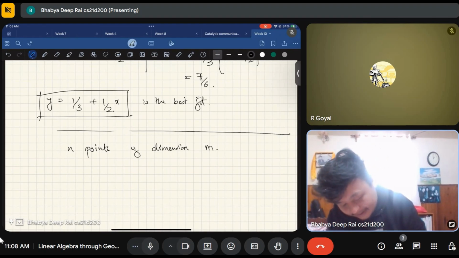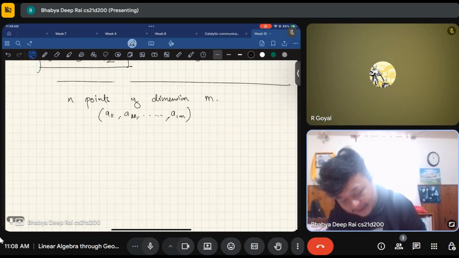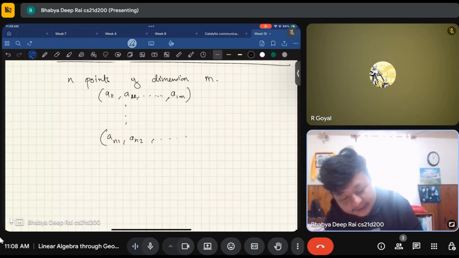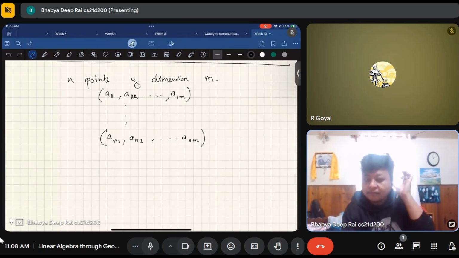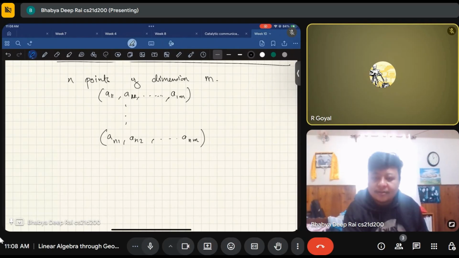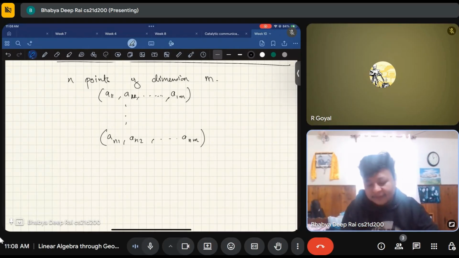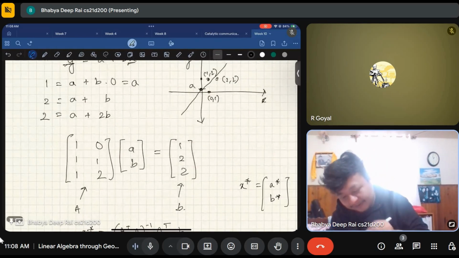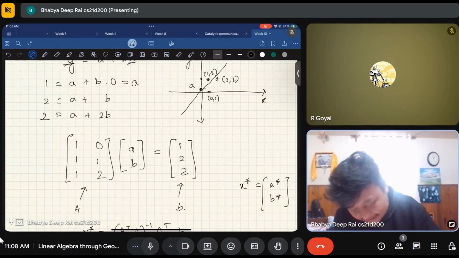So the first point is a11, a12, and so on till a1m. This is the first point, and it goes on till I have a point an1, an2, anm. So these many points are given to you. Now you want to find the least square solution. Firstly, you need to get this coefficient matrix A.